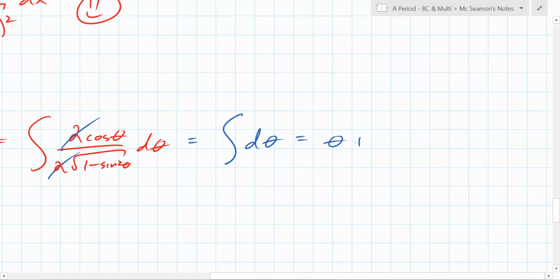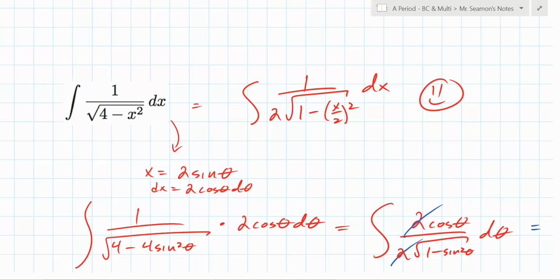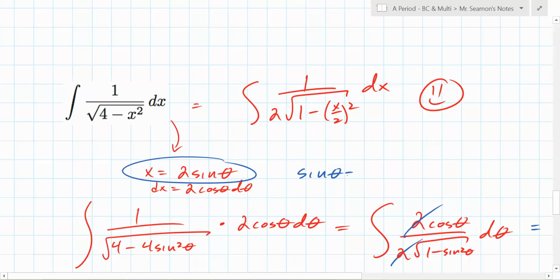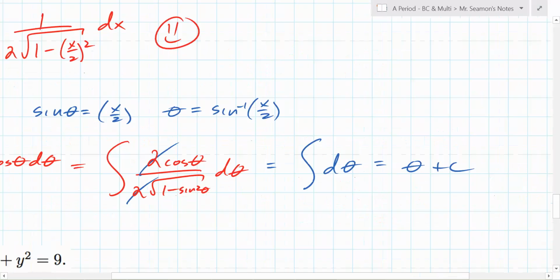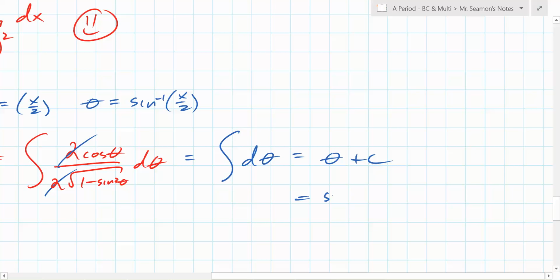So this is theta plus c, but go back over here. Do you see this one right here? What does that mean sine of theta is equal to? X over 2. You have to divide by 2 first, right? So what does theta equal? Sine inverse of x over 2. So you end up with sine inverse of x over 2 plus c.